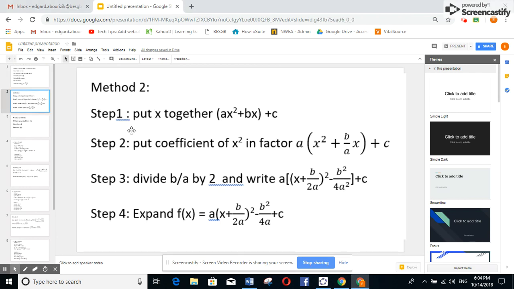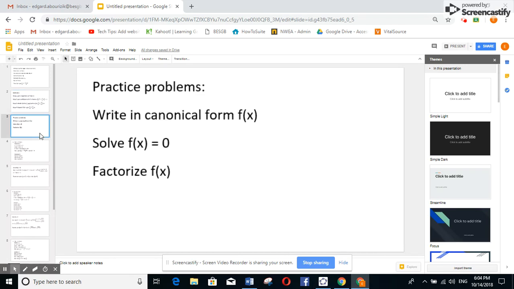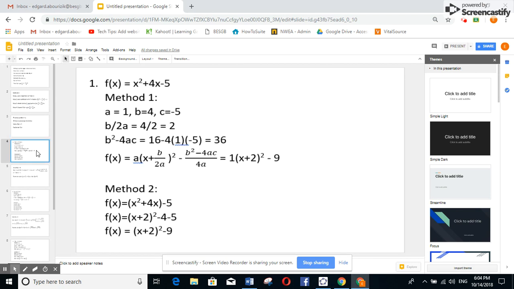The second formula, we're going to solve step by step. Here I wrote some indications on how to solve step by step, which I'm going to discuss gradually when solving the problems. Practice problems: write in canonical form or perfect square method, solve f of x equal to 0, then factorize f of x. Let us start with the first example.